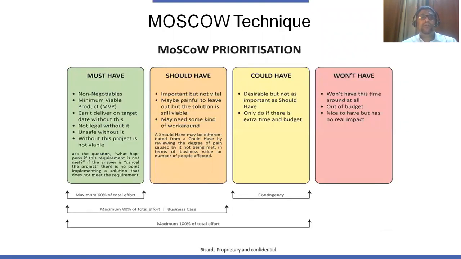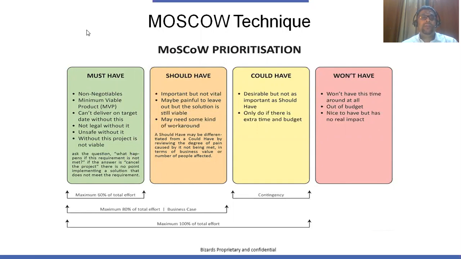In the MoSCoW technique, what essentially it tells us is you should be able to prioritize all the user stories into one of these four buckets: must have, should have, could have, and won't have. And you should do your best to satisfy all the must haves as the number one priority, followed by should haves. Both of these, must have and should have, combined should take 80% of your development effort.